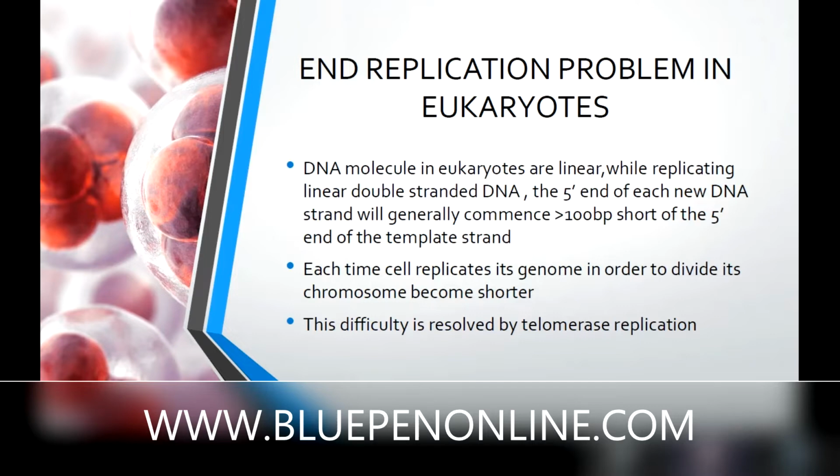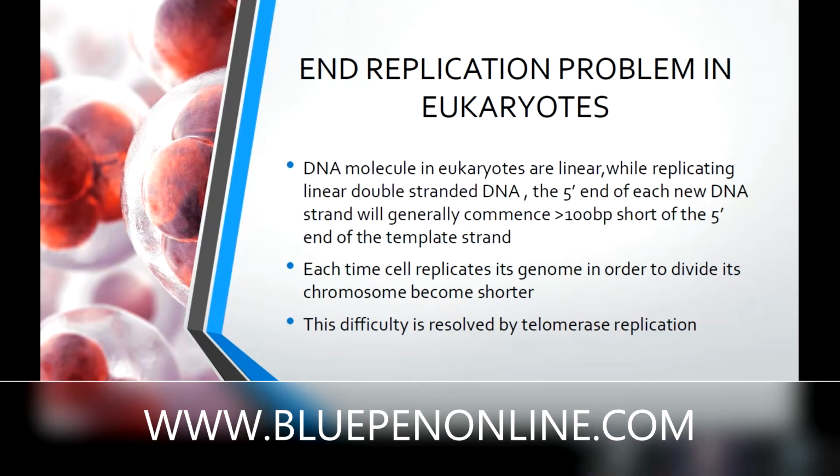Did you understand that? A little bit complicated. The DNA molecules of eukaryotes are linear. Just imagine a eukaryotic linear double-stranded DNA. The lower strand is the template strand, and the upper strand is the newly synthesized daughter strand.